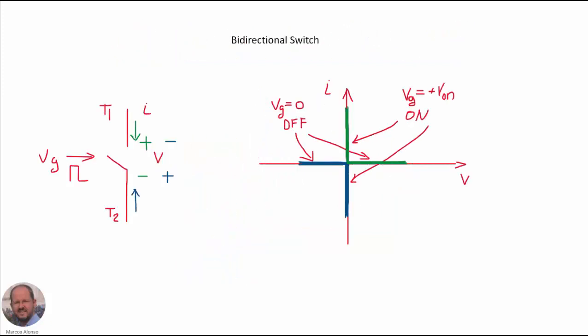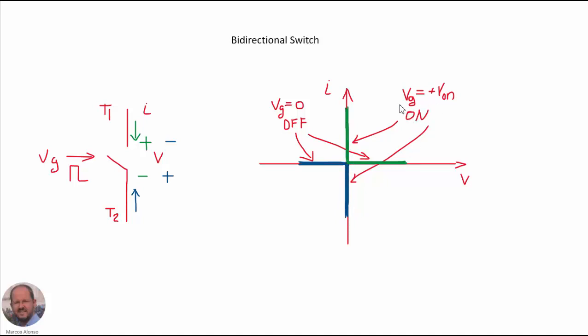Let's revisit first what is a bidirectional switch and what is not a bidirectional switch. Here we are showing an ideal bidirectional switch in which we can handle current in both directions and also voltages in both directions. So the behavior on the IV plane will be like this. We can turn on and off the switch and we can handle both positive current when it is on and then also negative current when it is on.